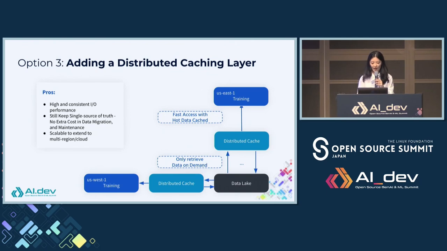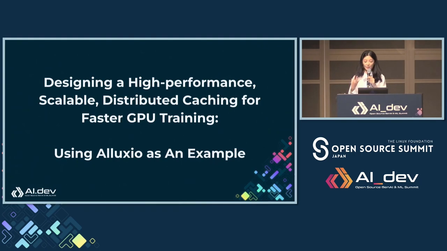And also, if you have cross-region or cross-cloud training nodes, maybe leveraging different GPUs, it can also extend to a multi-region, multi-cloud architecture very easily, as I've shown here with the US West 1 region. So this is really what we're going to discuss today. Next, Bin is going to talk about how we can design this high-performance, scalable distributed caching for faster GPU training using Alluxio as an example.